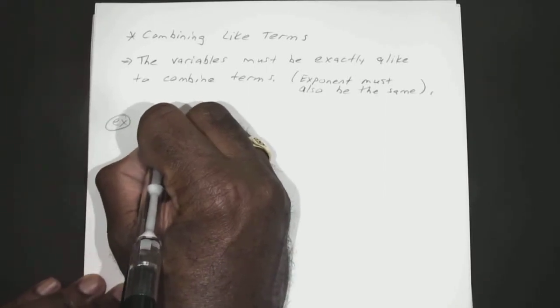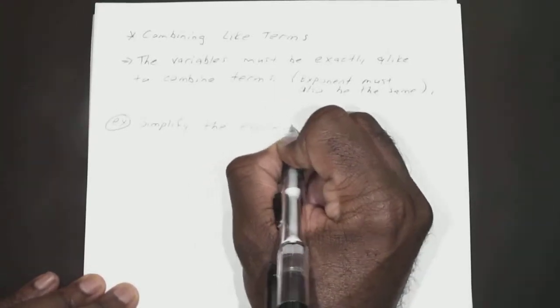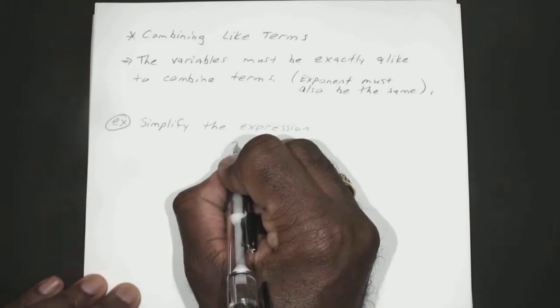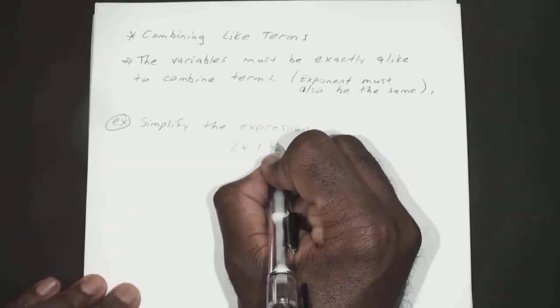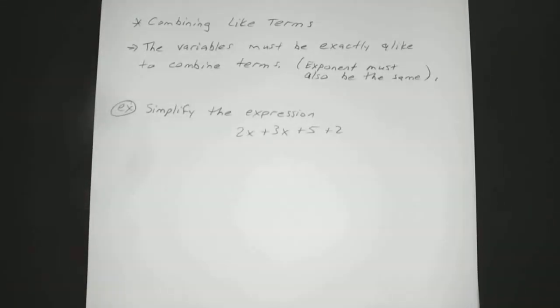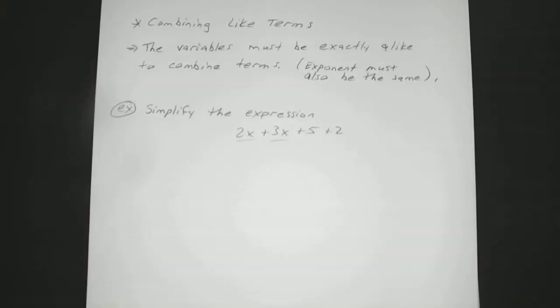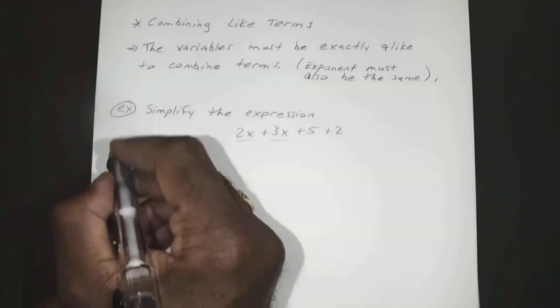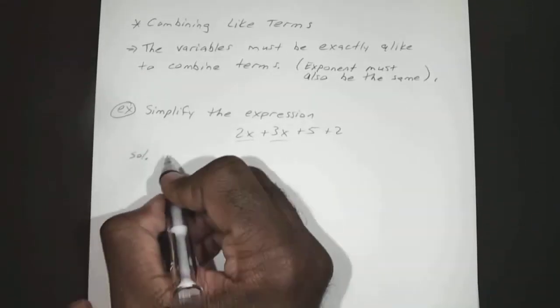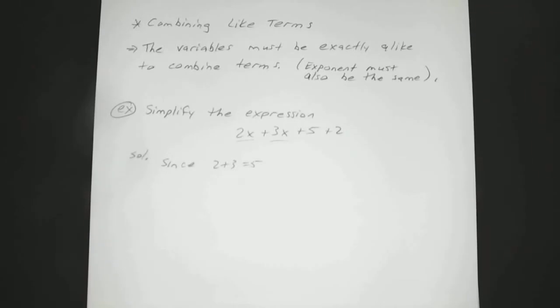if you wanted to simplify the expression, say 2x plus 3x plus 5 plus 2. Okay. Since both of these have just regular x variables, you can just add them together. Since we know 2 plus 3 equals 5, then 2x plus 3x is just 5x. So it's the exact same thing, you're just adding with the variable at the end.